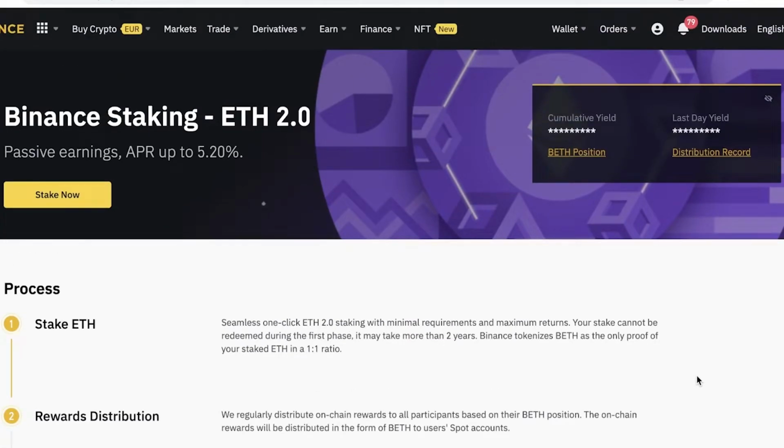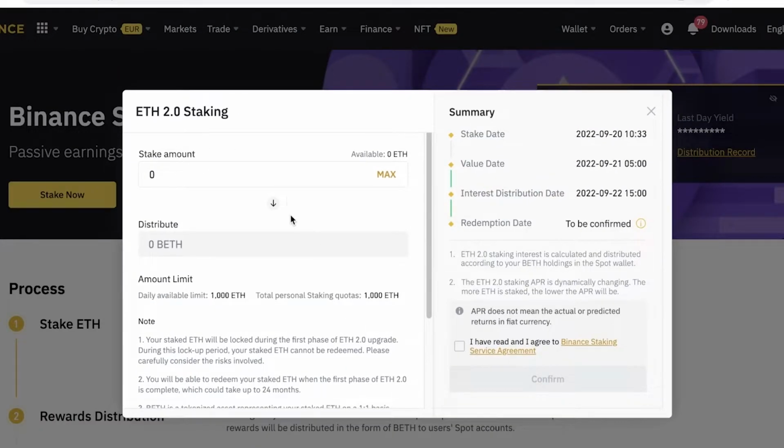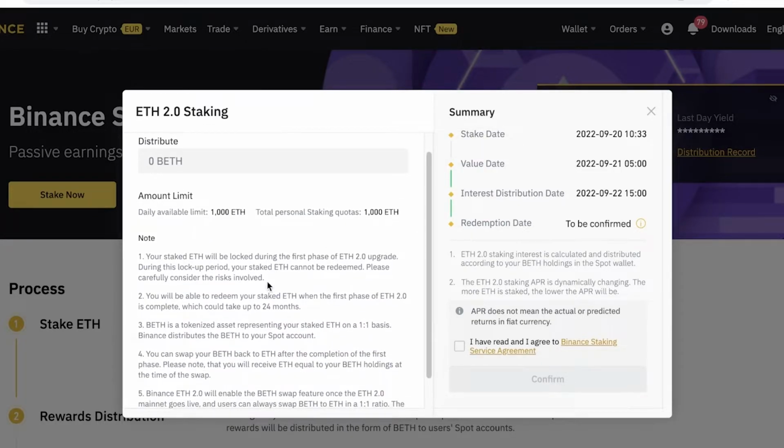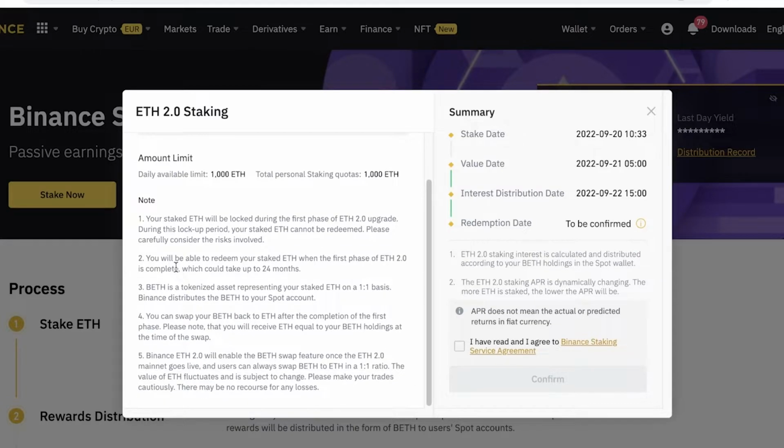Now, to get started with this kind of staking of Ethereum, just go onto your marketplace, click on Stake Now. And once you click on Stake Now, you can enter the staking amount, you can enter the distribute amount, how you want to distribute it. Then below that, you also have certain things you should keep in mind, such as how your Ethereum will be locked during the first phase, as well as you can only redeem it after the first phase is over, and you can swap your BETH for normal ETH after the first phase is completed.